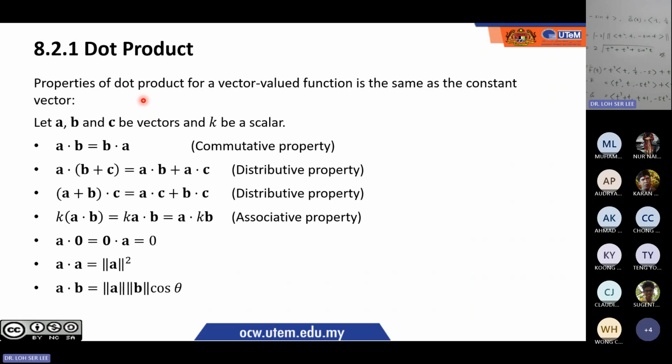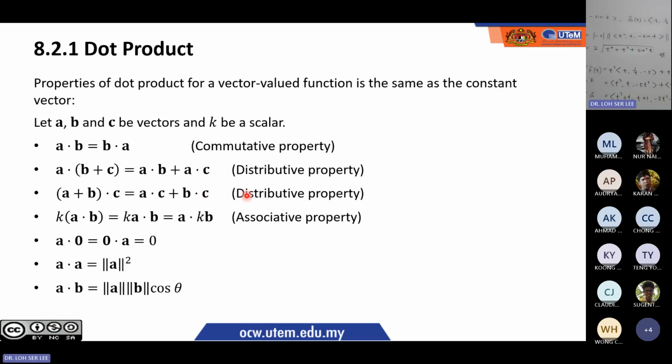These are some properties of the dot product of vector valued functions. Let's say a, b, c are vectors and k is a scalar. So a dot b is the same as b dot a, it satisfies the commutative property. And a dot (b plus c) means a dot b plus a dot c. You distribute a into this. Distributive property, no matter whether it is from the left or from the right. So this is a dot c plus b dot c.